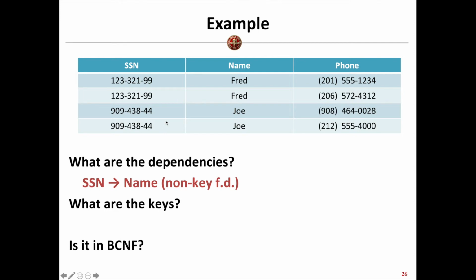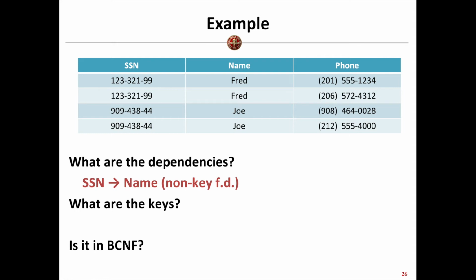This relation is not in the BC normal form because we can find a counterexample. SSN implies name. It is an FD in the relation. However, the head SSN is not a superkey for the relation, right? Then we can say it is not in the BC normal form. Okay, so this is the example.